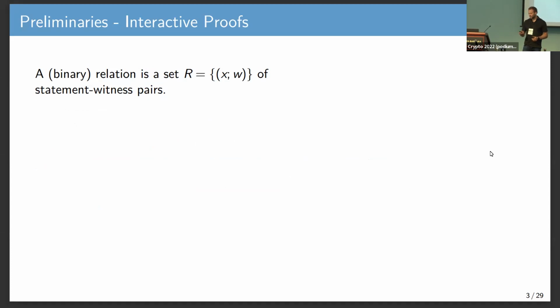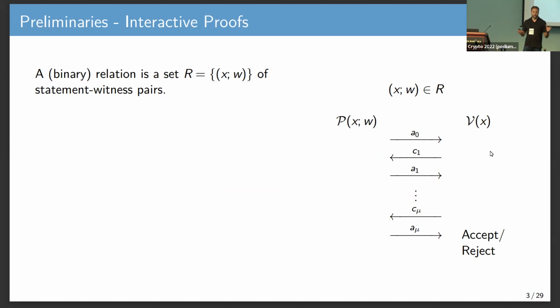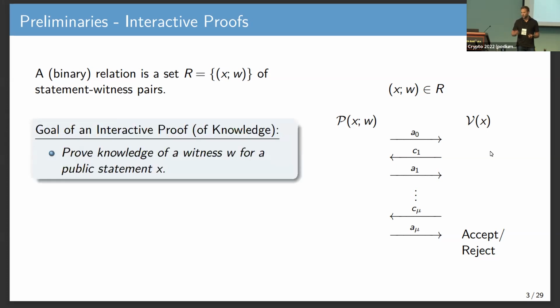And an interactive proof is a protocol between a prover and a verifier. They interact for a couple of rounds. The prover is given as input both the statement and the witness, and the verifier is only given as input the statement. At the end of the interactions, the verifier accepts or rejects the prover's claim that it knows a witness. So the goal of such an interactive proof is for the prover to convince the verifier that it actually knows a witness for this public statement X.